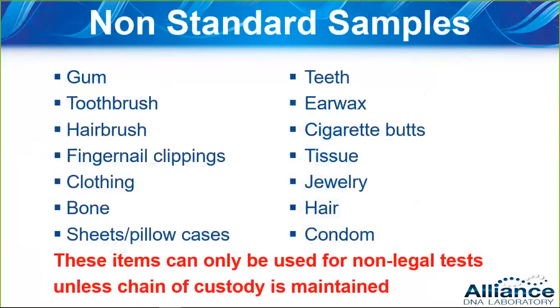Some examples of non-standard samples are gum, toothbrush, hairbrush, fingernail clippings, clothing, bone, sheets, pillowcases, teeth, earwax, cigarette butts, tissue, jewelry, hair, or even condoms. Now, all of these items are non-standard samples and can only be used for non-legal tests unless chain of custody has been maintained. By that I mean if we were to receive a tooth from a medical examiner who extracted a tooth from a deceased individual, and we have total chain of custody, meaning everything is documented of who removed the tooth, who identified the body, the time it was done, the date, and so forth, and they've maintained chain of custody, then it can be a legal case.